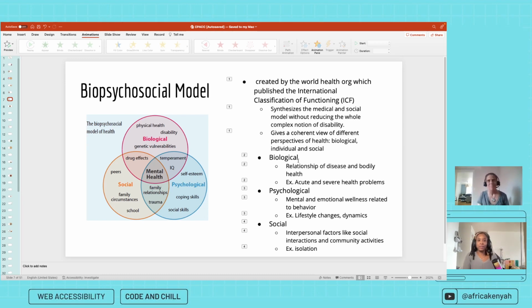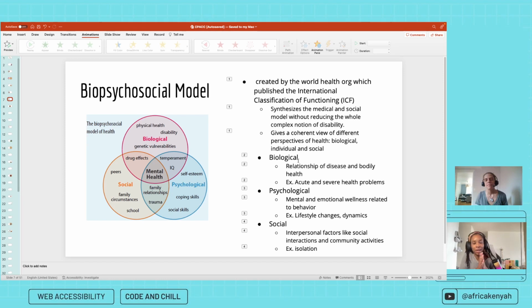Biopsychosocial model. This one is a really good one because I think it takes all the good pieces of all these other ones and puts them together in a pretty complete way. It looks at the biological piece, our physical health, the disability itself, and then it looks at the social, which is our family, school, peers, our relationships. It also looks at the psychological, which is our coping skills, our social skills, our self esteem, and then it meets in the middle for mental health.